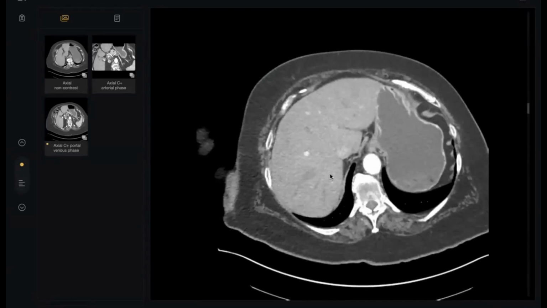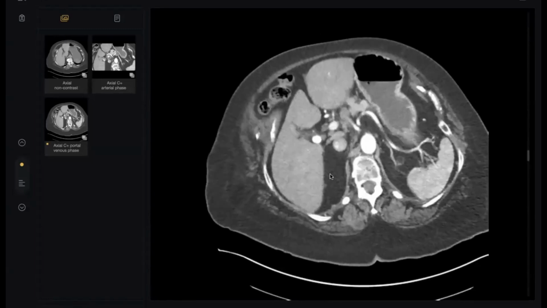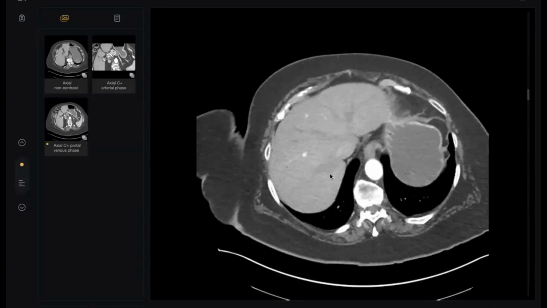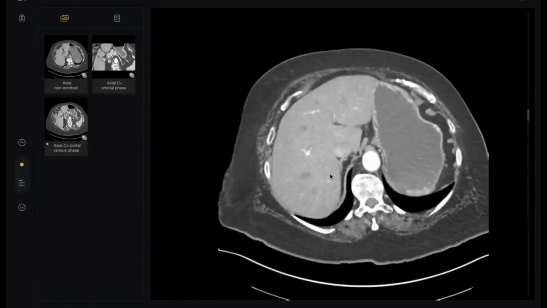So this is the venous phase. I'm looking at the liver. I cannot see any suspicious lesion. I'm trying to look at the vessels.